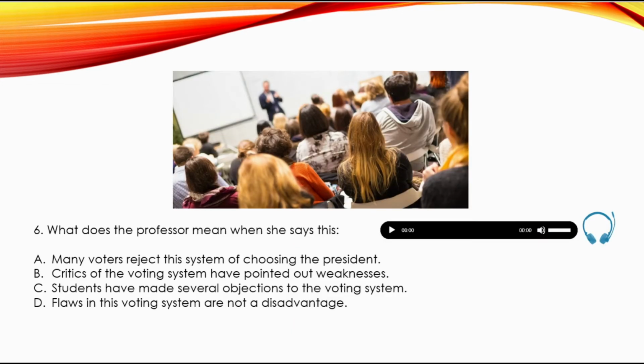6. What does the professor mean when she says this? There are also some problems associated with this system that you will hear raised from time to time.